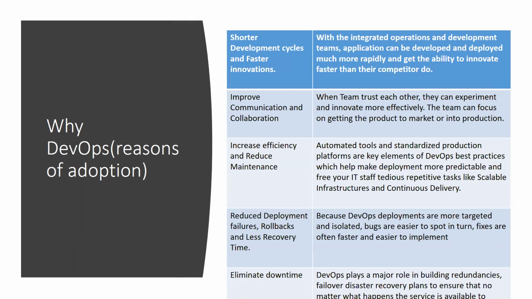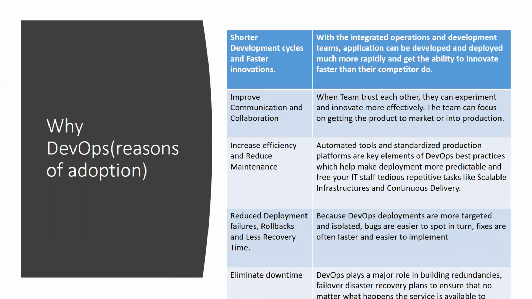With integrated operations and development teams, applications can be developed and deployed much more rapidly, with the ability to innovate faster than competitors do. Improved communication and collaboration: because this is one unit in DevOps, every team is working collaboratively together. When they are working together, their communication is good, and when the teams trust each other, they can experiment and innovate new things.